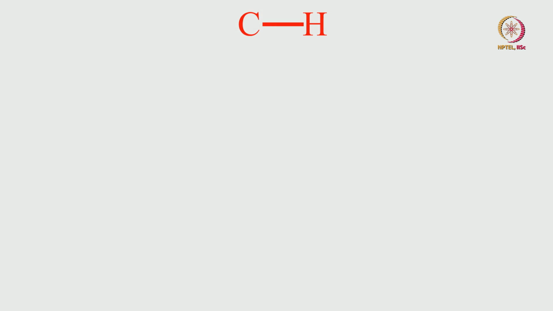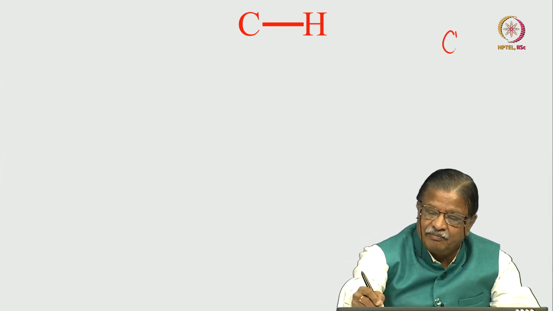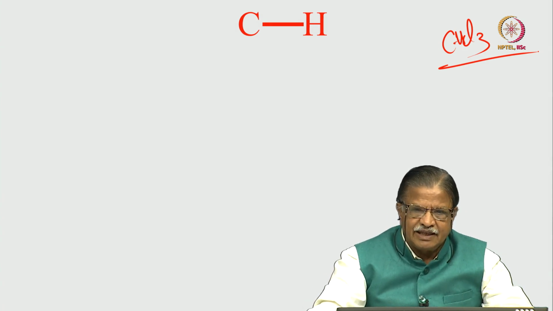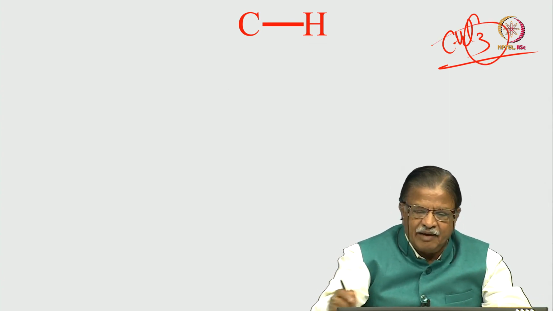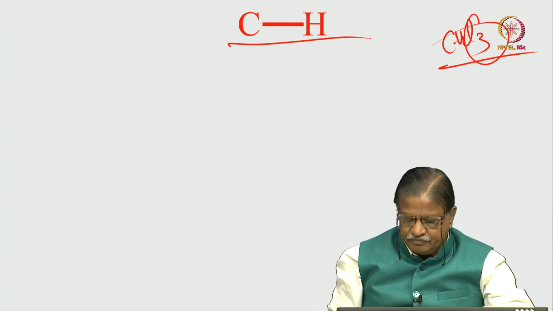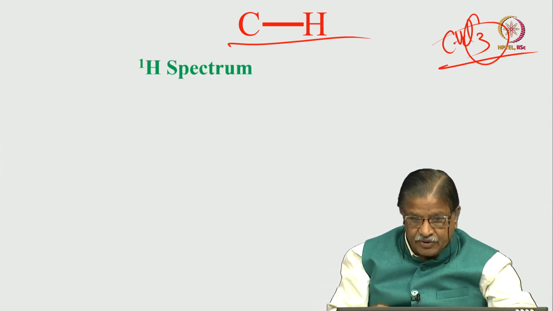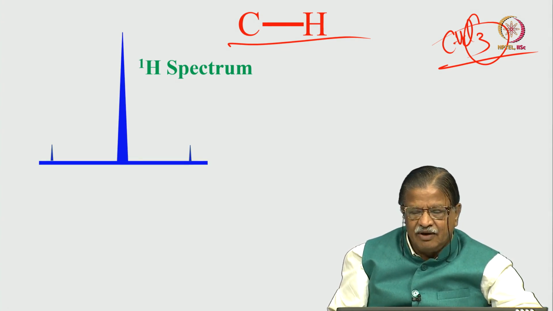Assume a simple hypothetical case, where we have carbon-13 and proton. Take, for example, CHCl3. In CHCl3, we have carbon and proton directly bonded. Forget about Cl3; this is a CH bond I have written. What are the types of HSQC experiment we can do? I will show here. I will take the 1H spectrum of that first. What do you get?